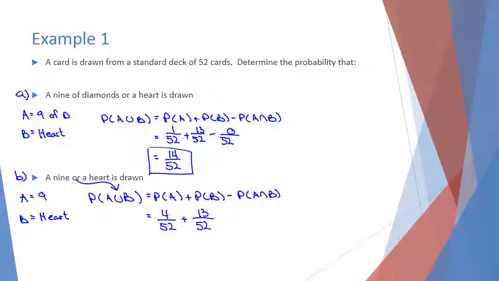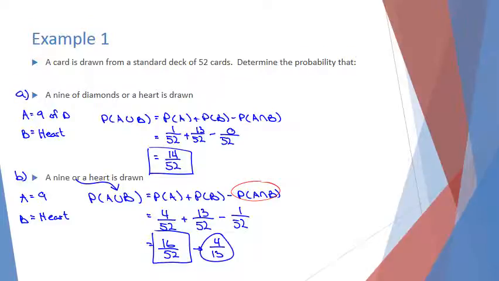And then for the last part, how many 9s are hearts? Well, there happens to be one 9 of hearts, right? So we'd subtract 1 out of 52. So then I'd get 17 minus 1 is 16 out of 52. We could reduce it, but I'm not going to worry about it right now in this video. So we get 16 over 52. Okay, I can't help it, math teacher in me. That'd be 4 out of 13 as well.